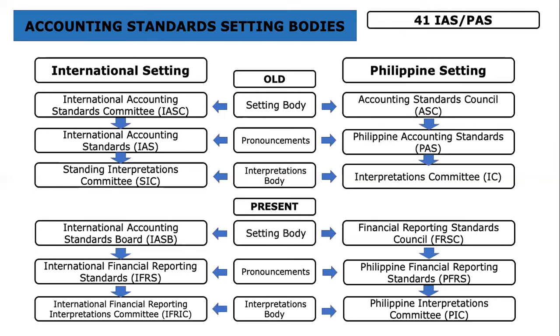So, merong ibang standards under IAS and PAS na hindi na applicable, hindi na fina-follow in the preparation and presentation of the financial statement. Again, because it was being replaced by the new standard, which is the IFRS or the PFRS. So, right now, we have 17 existing IFRS and PFRS. Okay, so the latest pronouncement being issued by IASB is IFRS 17. So, ito yung pinaka-latest na standard.